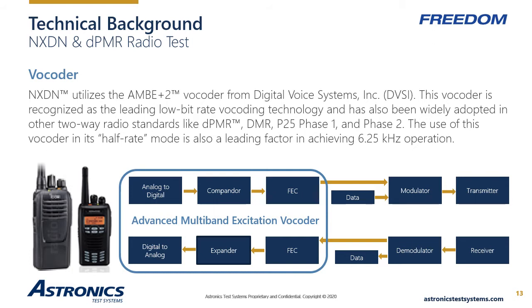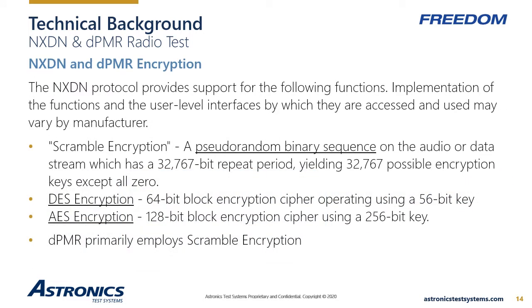How can the communication be kept secure from eavesdropping? NXDN and dPMR standards include several mechanisms to encrypt and decrypt the data being transmitted. NXDN and DMR protocols have a built-in scrambling capability. This is a basic encryption scheme and is not extremely secure, relatively speaking. To provide more robust security, the standard allows AES or DES encryption to be used.